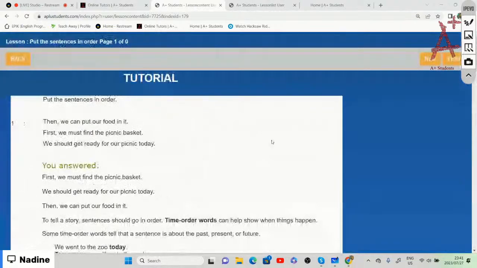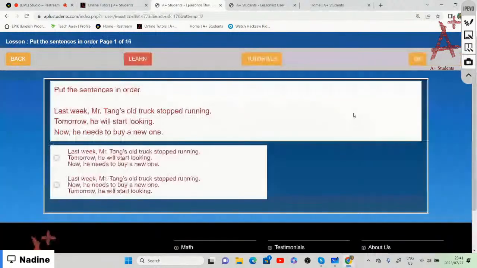All right, so now let's go to the test. We need to put these sentences in order. Last week, Mr. Tang's old truck stopped running. Today, he will start looking. Now he needs to buy a new one. We need to put those sentences in order.